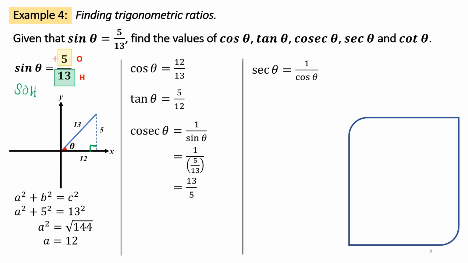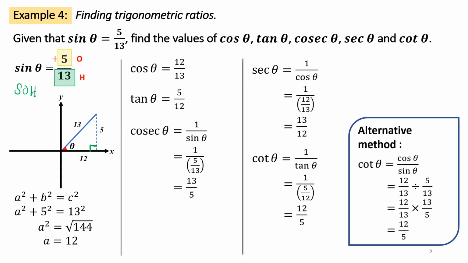As for secant theta, we will have 1 divided by cos theta, so 1 over 12 over 13, and this simplifies into 13 over 12. Cotangent theta is written as 1 over tangent theta, and we have the value of tangent theta earlier. So we have 1 divided by 5 over 12, then we will have 12 over 5.